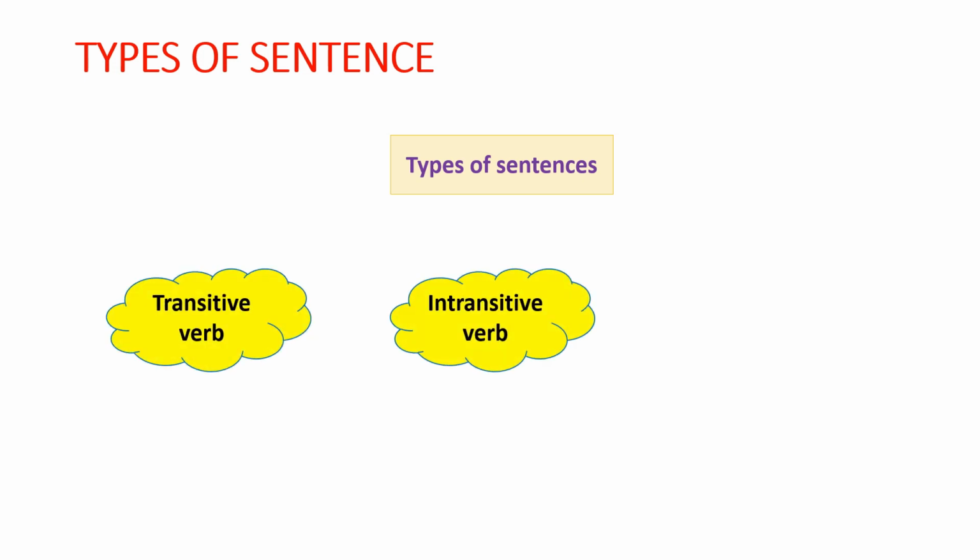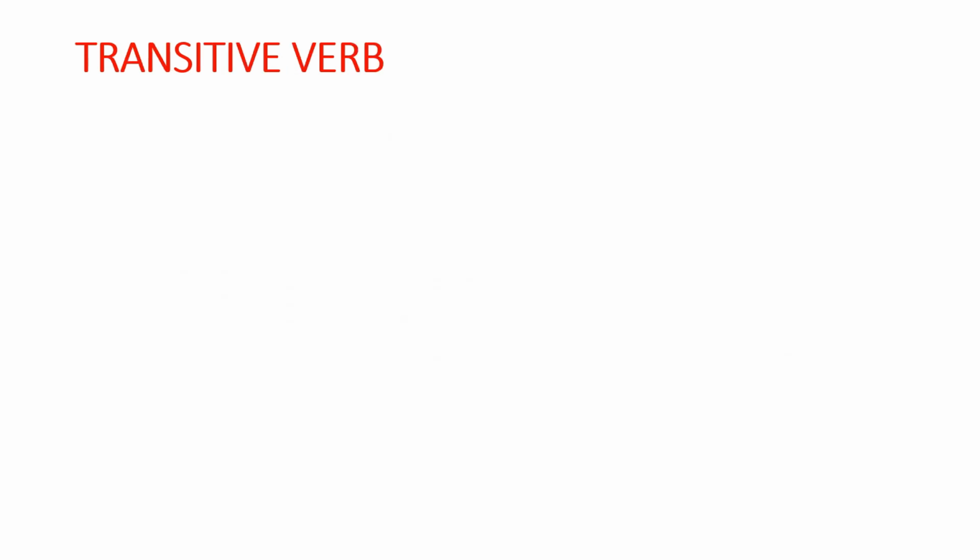To understand this, we will focus on three different types of sentences. The sentences are different due to the way that we use the verb, and the types are transitive verb, intransitive verb, and linking verb. We will see this in detail.